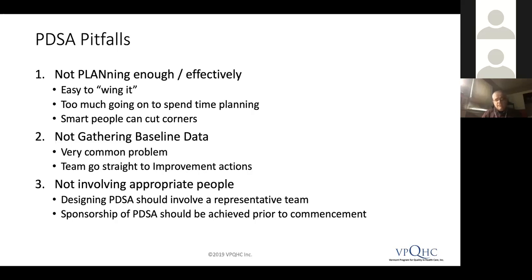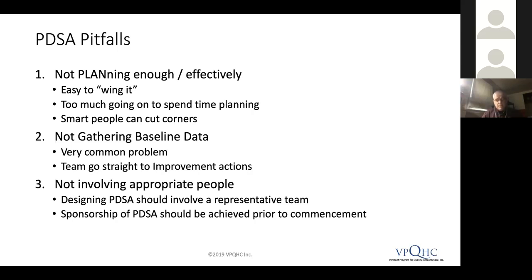The third big one is not involving appropriate people. PDSAs are, by their definition, a change management tool. And change management can operate at multiple different levels within an organization, and especially in a hospital. Depending on the culture of the hospital and the various organizational constructs around it, you generally need a representative team of people to be able to design a PDSA, because a workflow, unless it's in a very specific point, tends to cross over functional boundaries. So having representatives of that team to help with the PDSA is usually a pretty good thing.